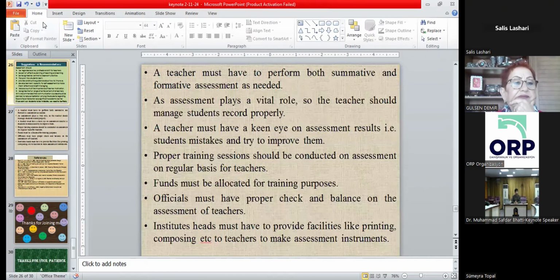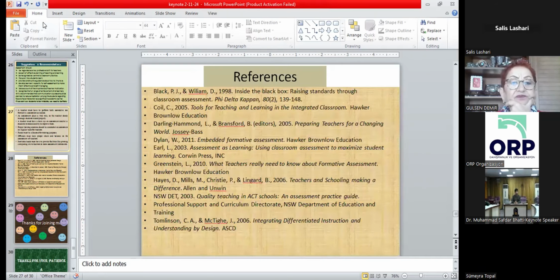A teacher must perform both summative and formative assessment as needed, and funds must be allocated for training purposes. Officials must have proper check and balance on the assessment teachers, and institute heads must provide facilities like printing and composing to the teachers to make assessment instruments.